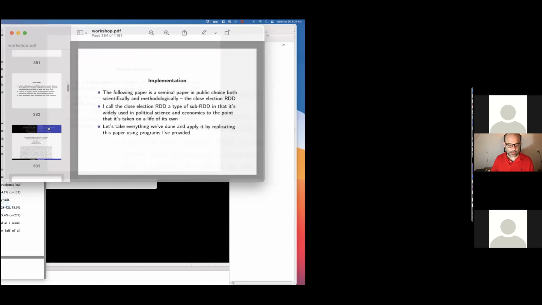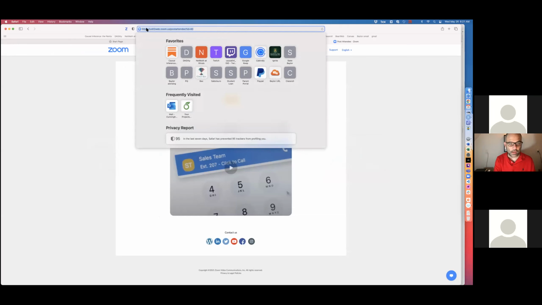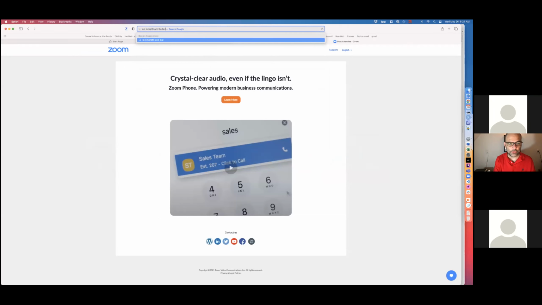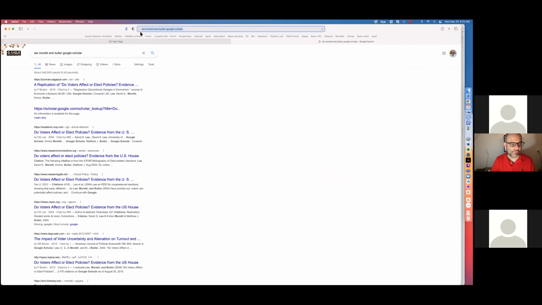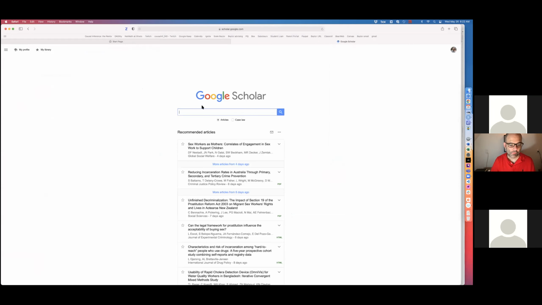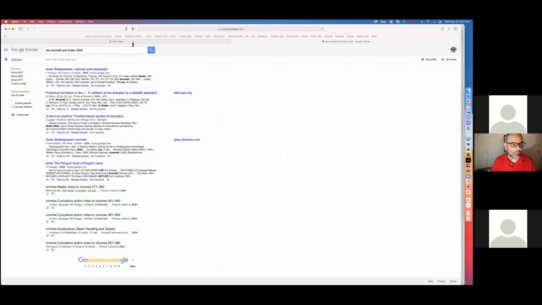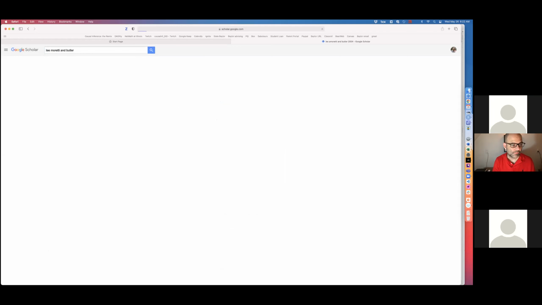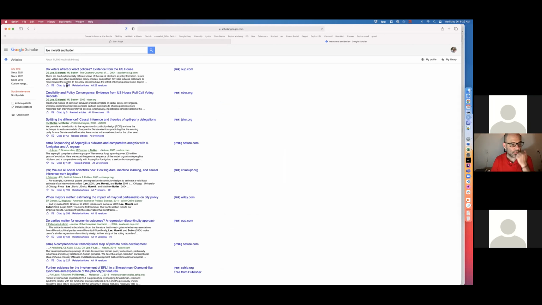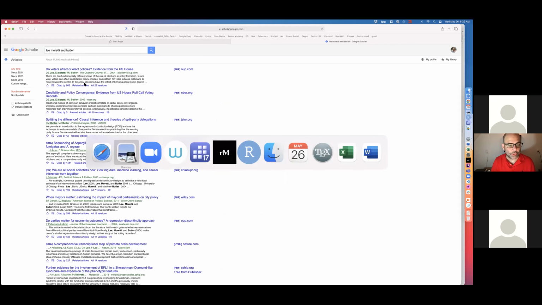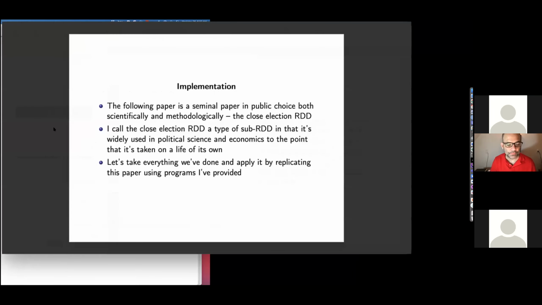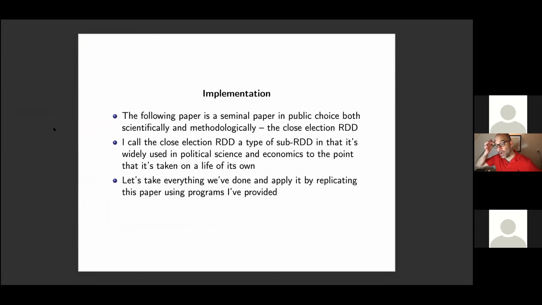I wonder how many times it's been cited. I'm just curious now. Lee, Moretti, and Butler, Google Scholar. Uh, 860 times. That's a lot. So it's been cited a whole lot. Very influential. And part of the reason for the citations is that people are copying that design. So it's taken on a life of its own.